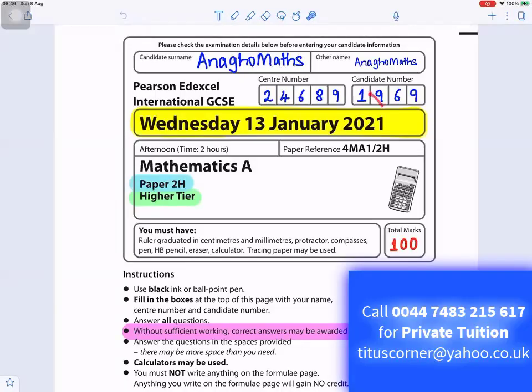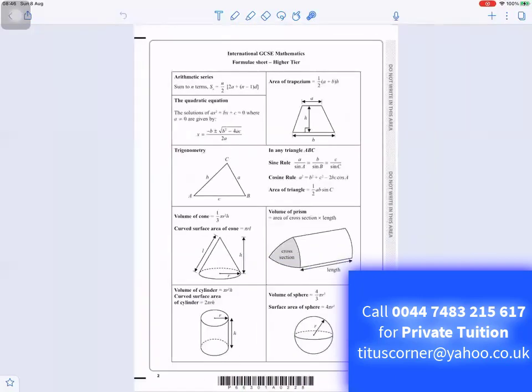January 2021, Mathematics A, Paper 2H, higher tier, total marks 100. Without sufficient working, correct answers may be awarded no marks. International GCSE Mathematics, formula sheet higher tier: arithmetic series, quadratic equation, trigonometry, volume of cylinder, volume of sphere, volume of prism, area of trapezium.